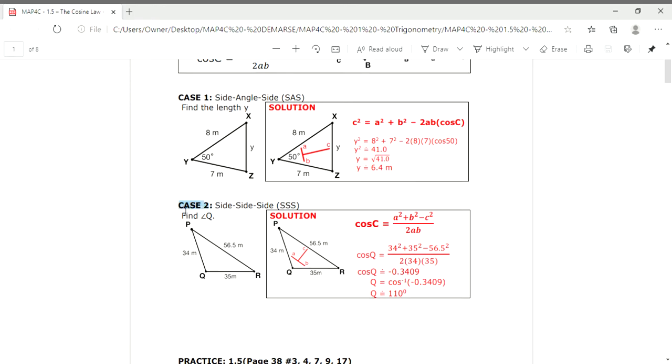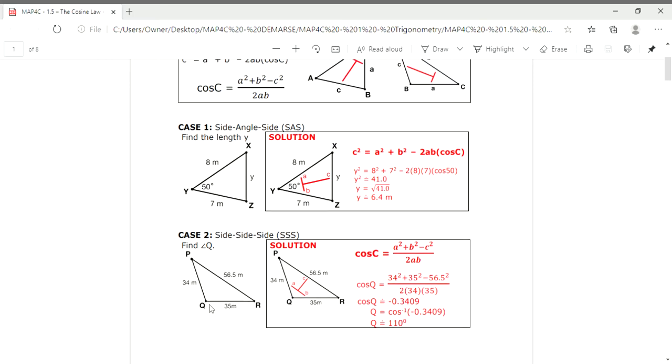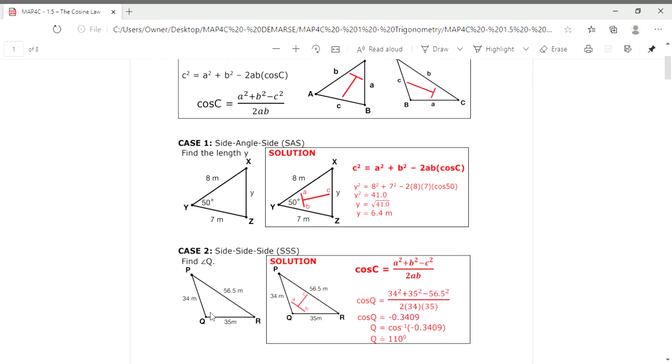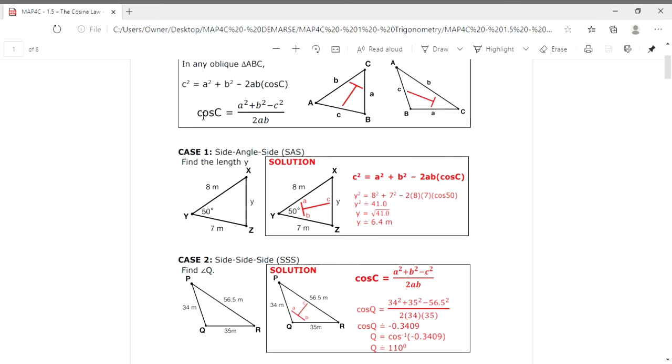The second case for cosine law to solve an oblique triangle is if we're given no angles but instead all three side lengths, the side, side, side case, SSS. In triangle PQR, find angle Q. When using cosine law to solve for an angle rather than a side, we will use the second version of the equation. So let's start by just writing the equation as is.